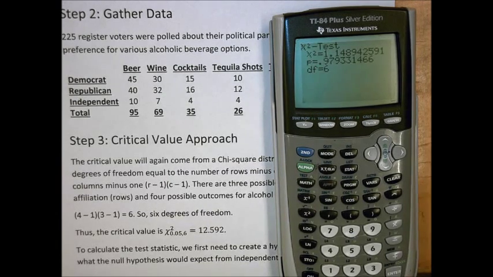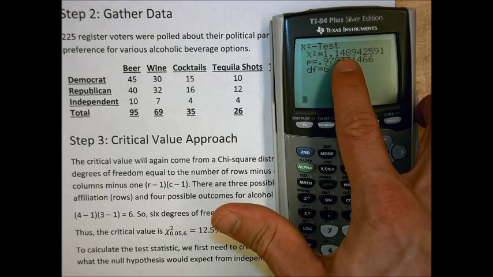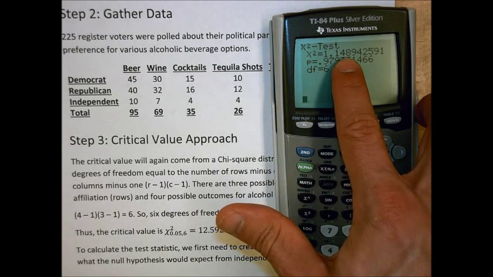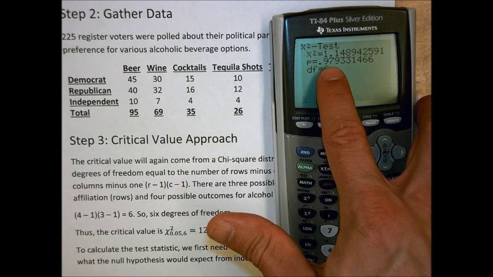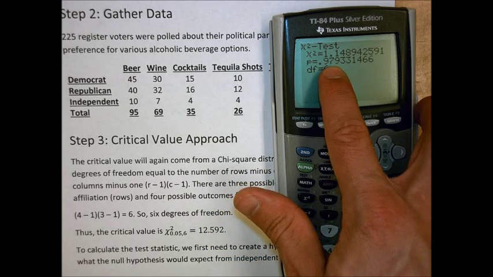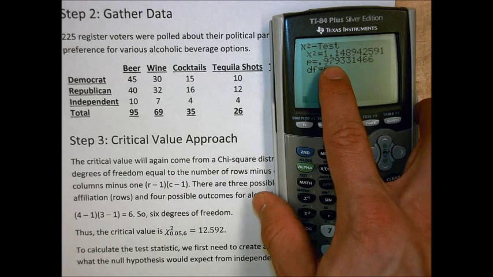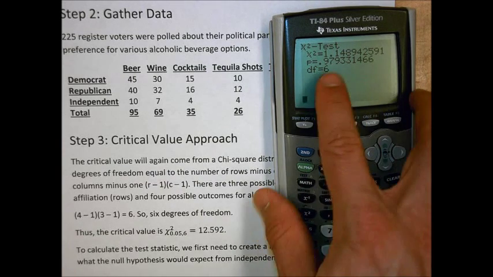There's the test statistic we got before of about 1.149. Our p-value in this case is so high that we are forced to accept the null hypothesis, as we saw with the critical value approach, and it reminds us that our degrees of freedom were indeed 6.